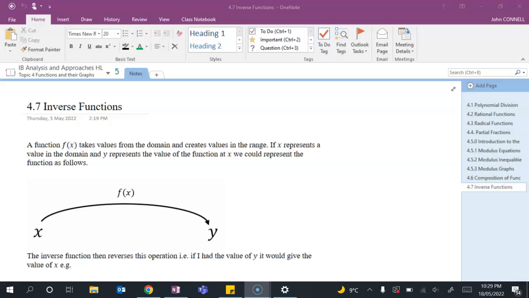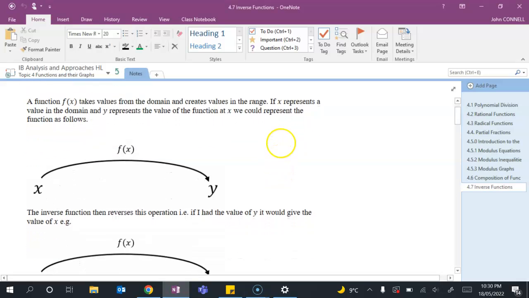Hi everybody, today we're looking at inverse functions. So let's start by thinking about what a function is first of all. We've talked about this before, but one way to think of a function is that it takes values from the domain and creates values that sit in our range. In the diagram below, x represents values in the domain and y represents values in the range, and f of x, the function, is the operator that takes values from the domain into the range.